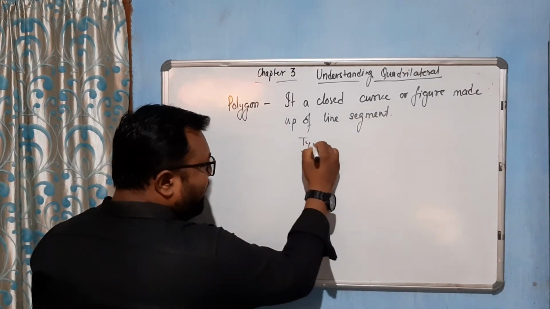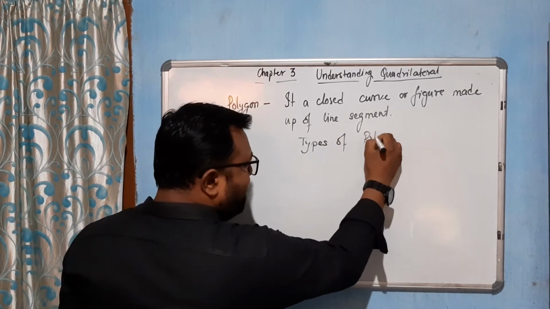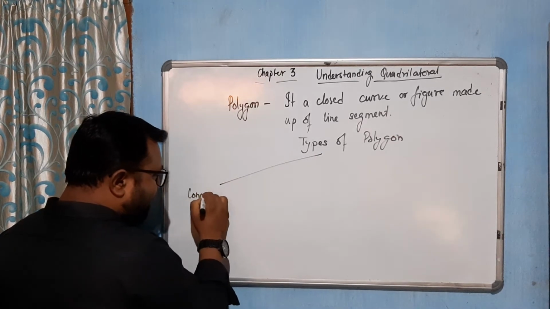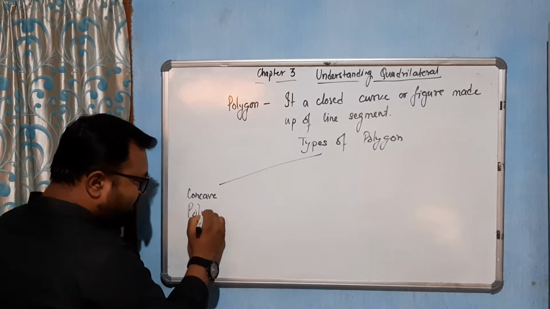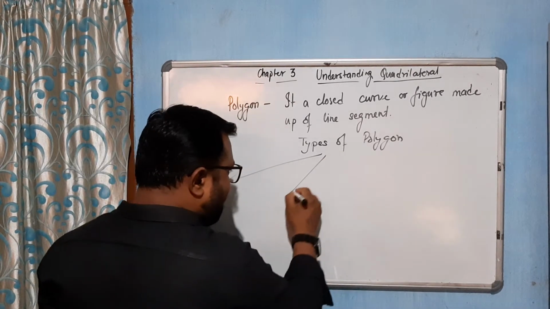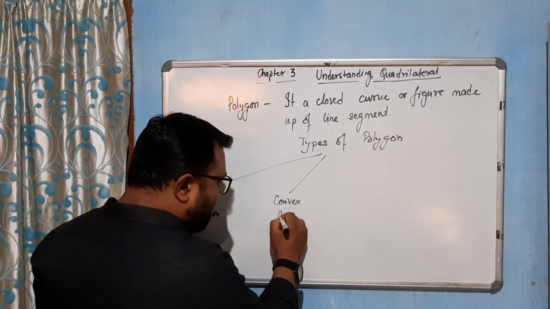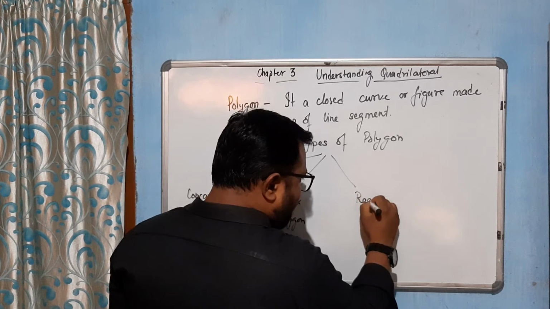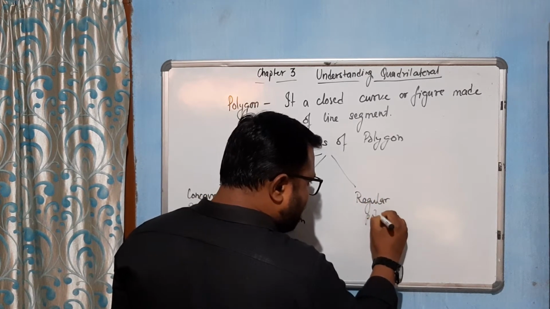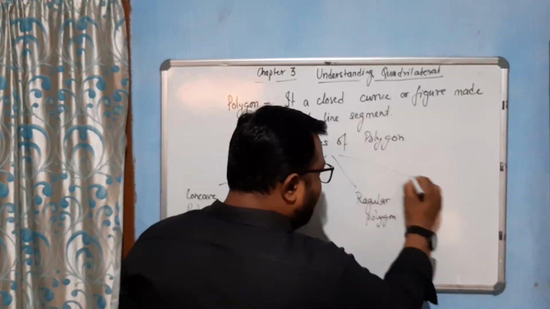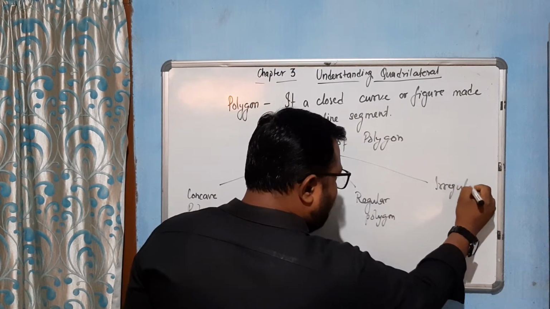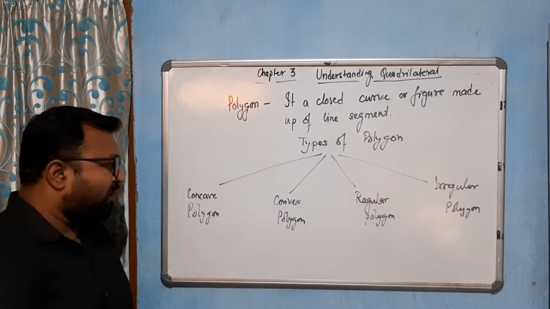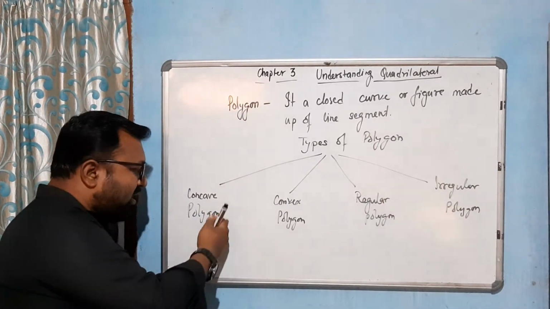Okay. Now we will deal with types of polygon. Types of polygon: concave polygon, convex polygon, regular polygon and irregular polygon. Now the question arises in our mind, what is a concave polygon?